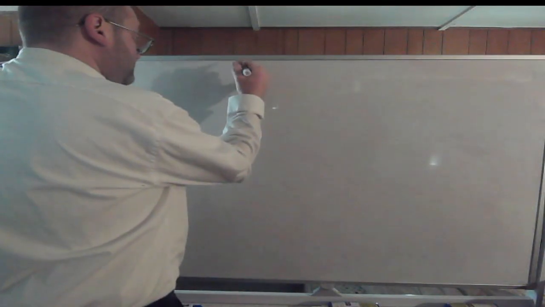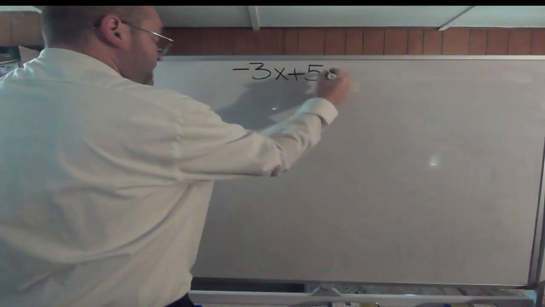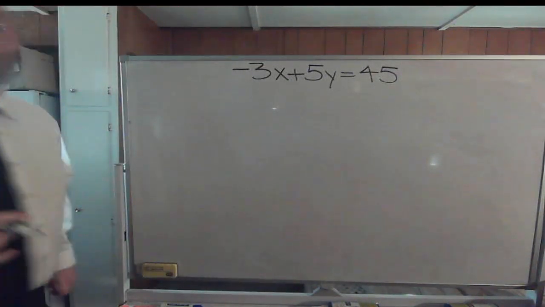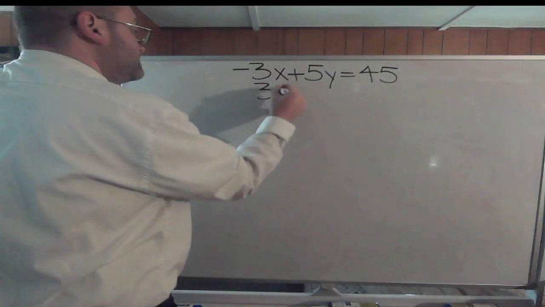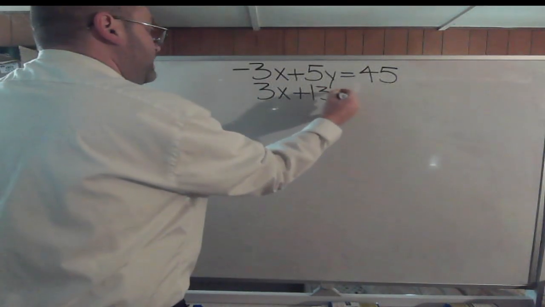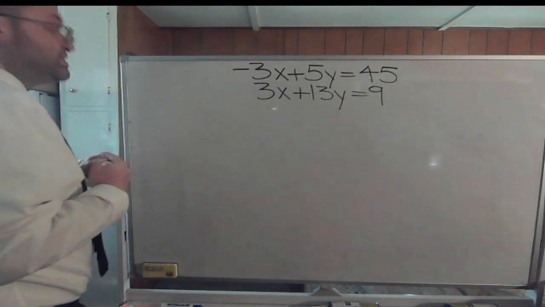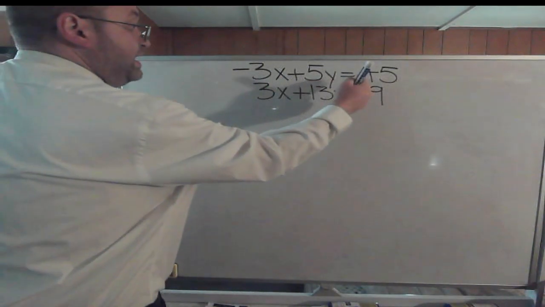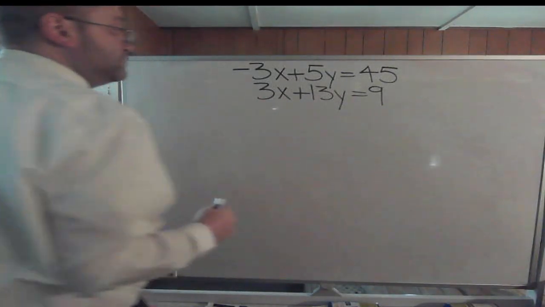Three more. So we have negative 3x plus 5y equals 45. Then we have 3x plus 13y equals 9. Alright, so in this particular system of equations, we have negative 3x plus 5y equals 45. Then we have 3x plus 13y equals 9.